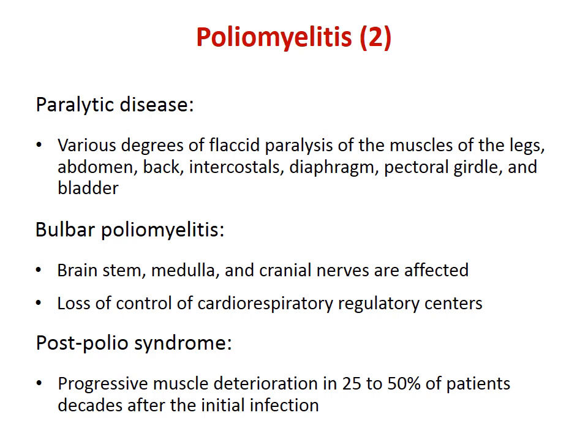We can have flaccid paralysis of muscles of the leg, abdomen, back, intercostals, diaphragm, pectoral girdle, even the bladder. We also see bulbar poliomyelitis, which affects the brainstem, medulla, and cranial nerves, allowing for loss of control of cardiorespiratory regulation and potentially death. The idea here is post-polio syndrome is something that can happen. So if people get past the infection, they can still have progressive deterioration of muscles well into their later years of life.